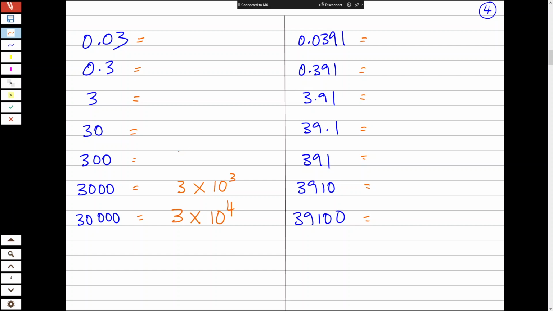Talia, what do you reckon the next one is? 3 times 10 to the power of 2. Good, it just goes down. But then when you get to 3, it's just 3 times 10 to the power of 0, because 10 to the 0 is 1. So I'm just saying, it's 3 times 1. It's kind of redundant, but remember I want a power of 10 every time. And then how do you do decimals? Is it negative? It's negative 1. It's 3 tenths.